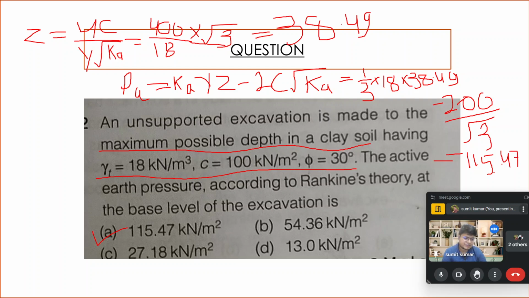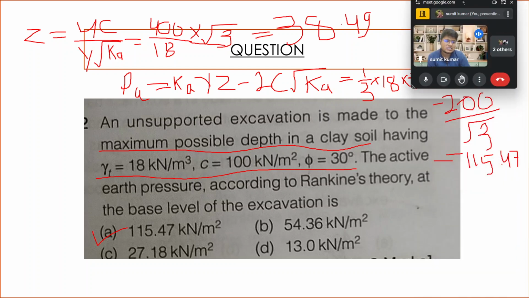Okay, I think things are clear. Again, I will explain. First, it's asking about an unsupported excavation. We know from the earth pressure theory that the maximum unsupported depth is 4c by gamma root K. Up to that, no support is needed. Excavation could be done up to that depth and it will stand up to that depth. So we know this thing. The thing which we don't know is the active earth pressure according to Rankine earth pressure theory, which they are asking at that depth. So first of all, we are interested in getting the depth up to which it withstands without any support.